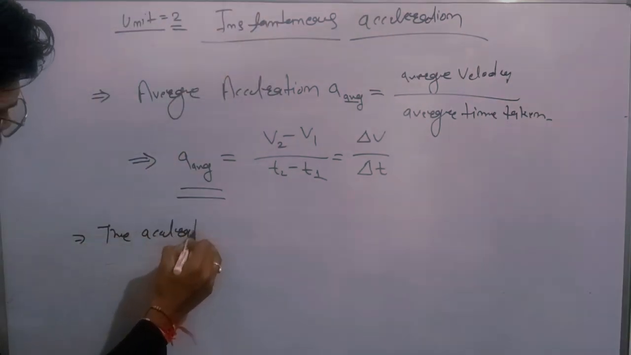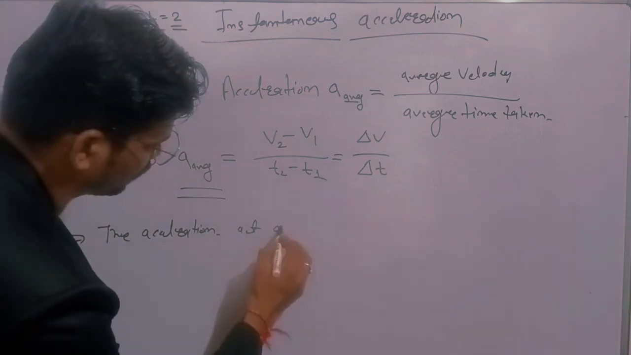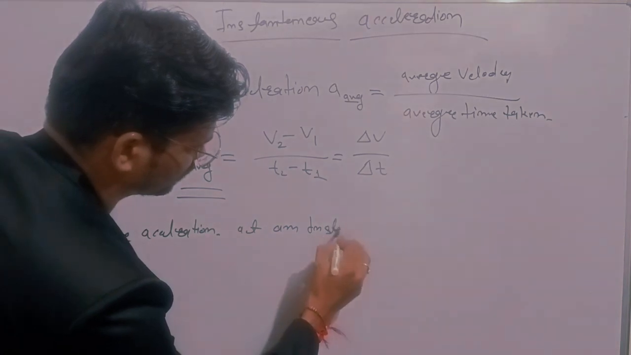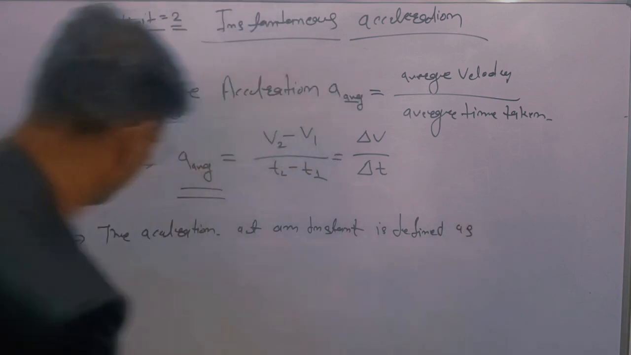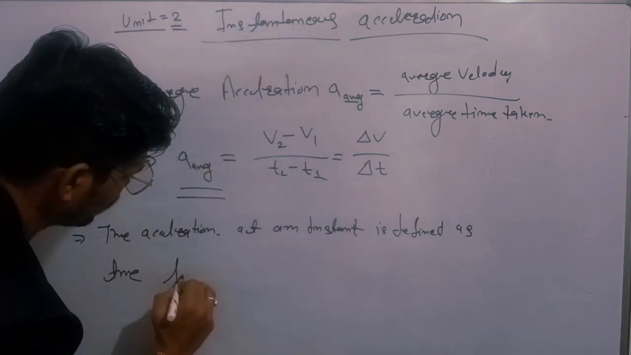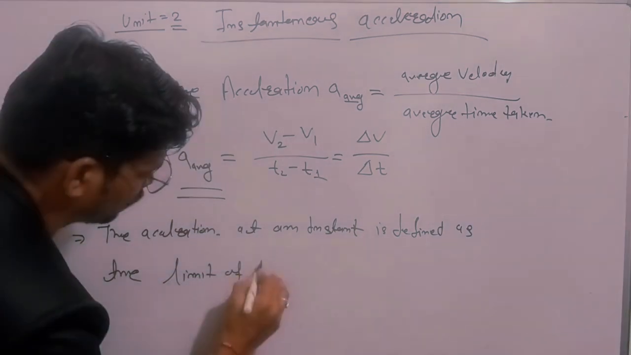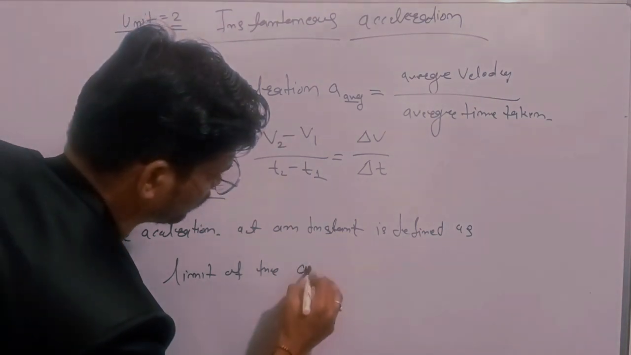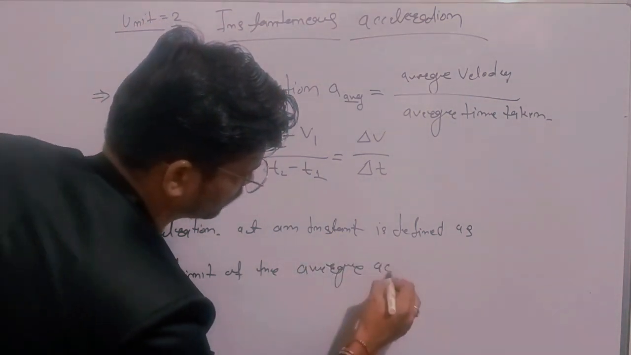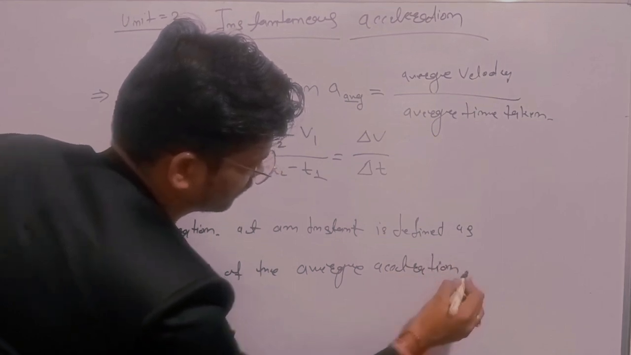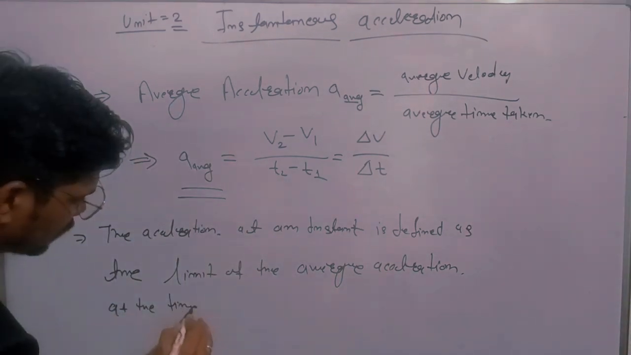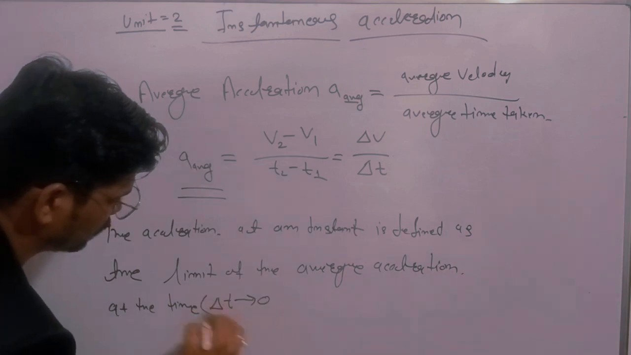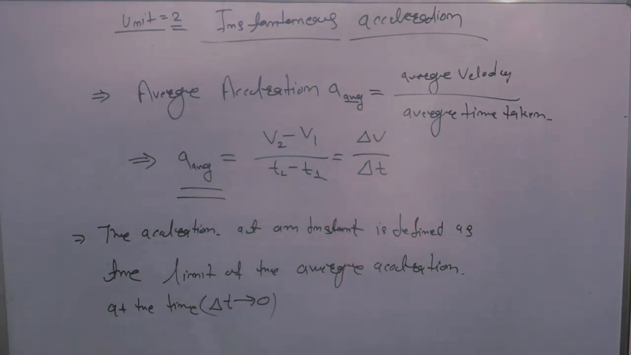Then the acceleration at an instant is defined as the limit of the average acceleration as the time delta t tends to 0. Please note it down.